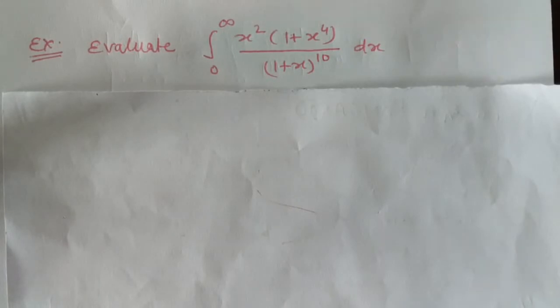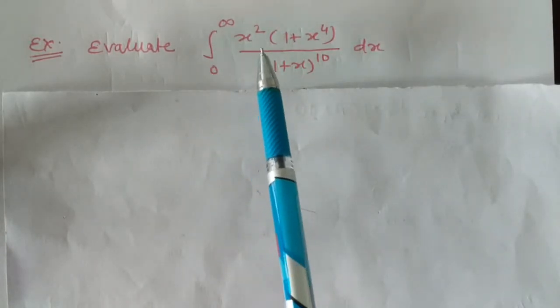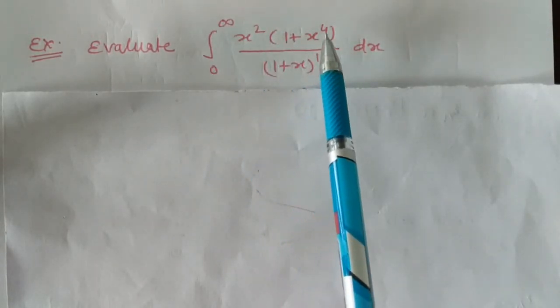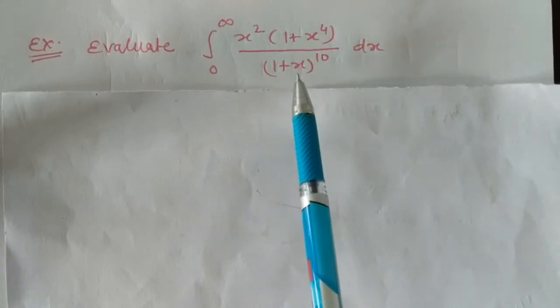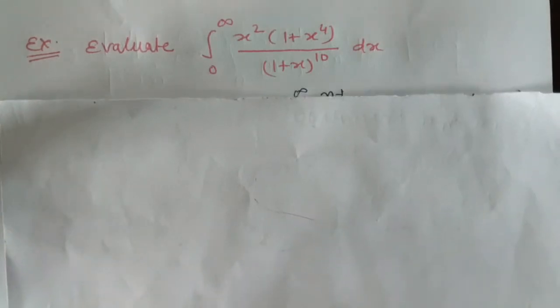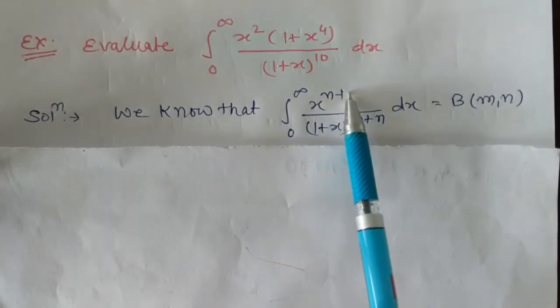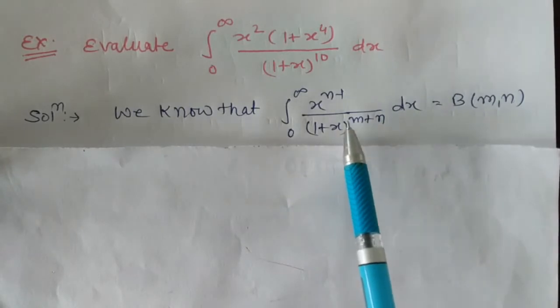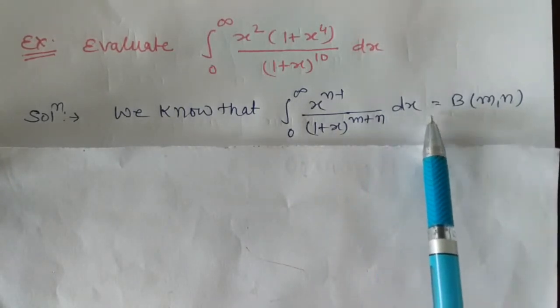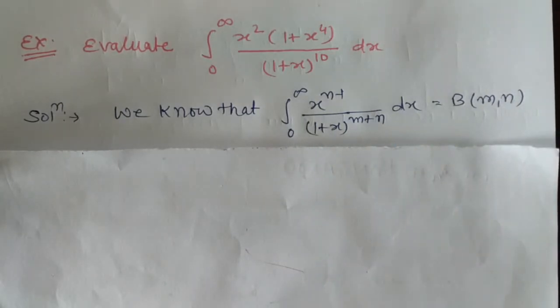Next example is evaluate the integral from 0 to infinity of x squared times (1 plus x to the power 4) upon (1 plus x) whole power 10 dx. To evaluate this integral, we use the improper integral form of the beta function, which is the integral from 0 to infinity of x to the power n minus 1 upon (1 plus x) whole power m plus n dx equal to beta(m, n). We develop this relation in the properties of the beta function.